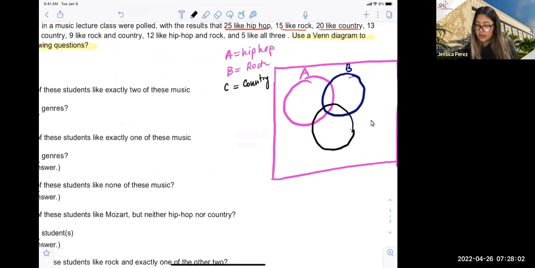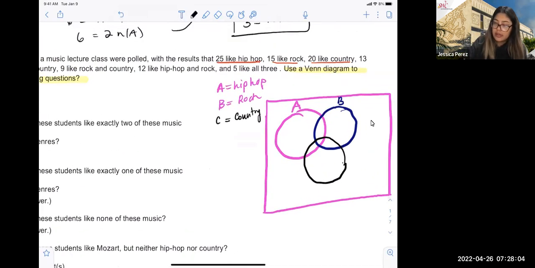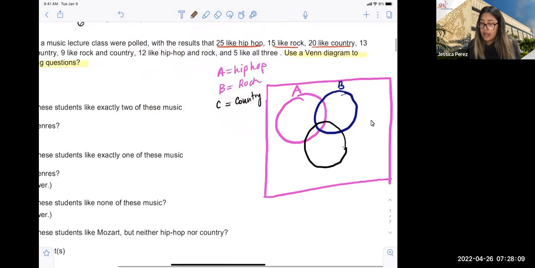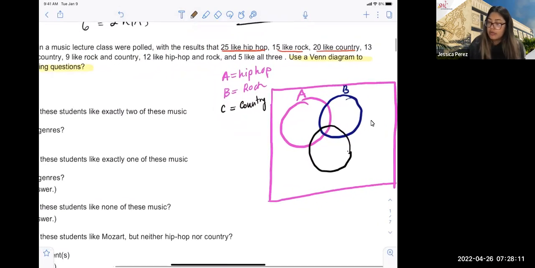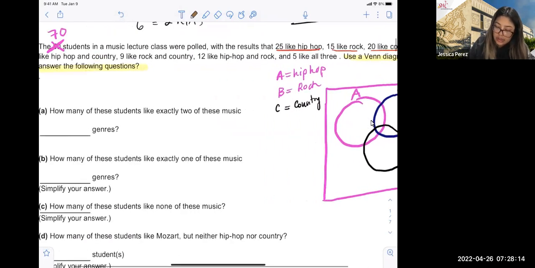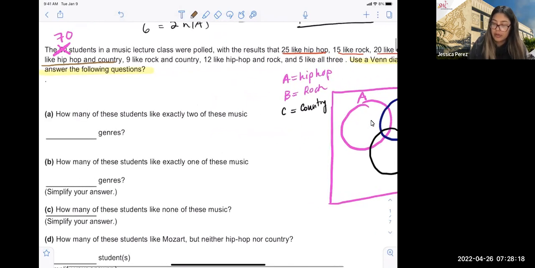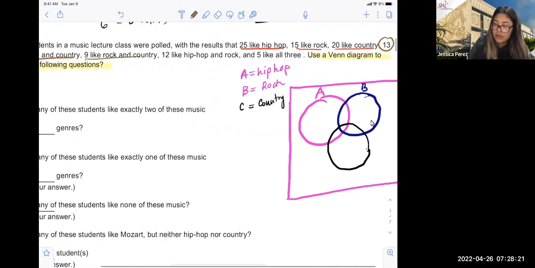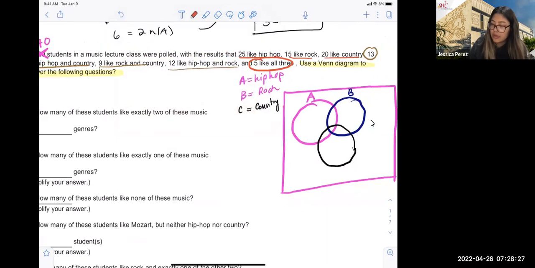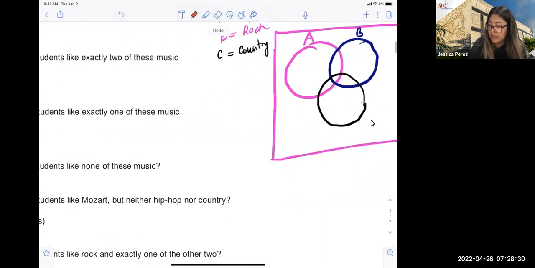25 like hip hop, 15 like rock, 20 like country, and then we have 13 like hip hop and country, 9 like rock and country, 12 like hip hop and rock, and 5 of them like all 3. So this is where you start. You always start in your Venn diagram with all 3. So there's 5 of them.